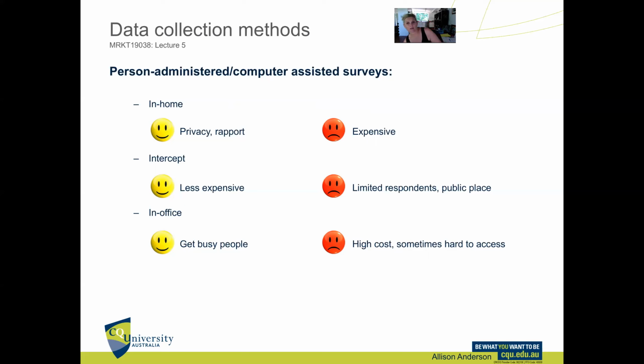Intercept surveys are less expensive, but you get limited respondents, and in a public place, people might be less likely to talk about certain things that matter to them. You know, feminine hygiene products, I'm not going to discuss those with you when I'm standing at the top of the escalators in Cairns Central. You've got to think about what questions people are going to want to talk about in what situations. Like I say, in the office, you can get busy people, but that can sometimes be really hard to access, and it can be high cost.